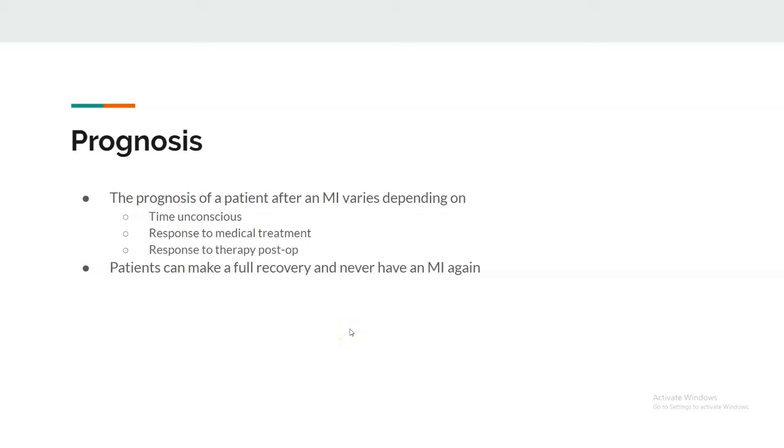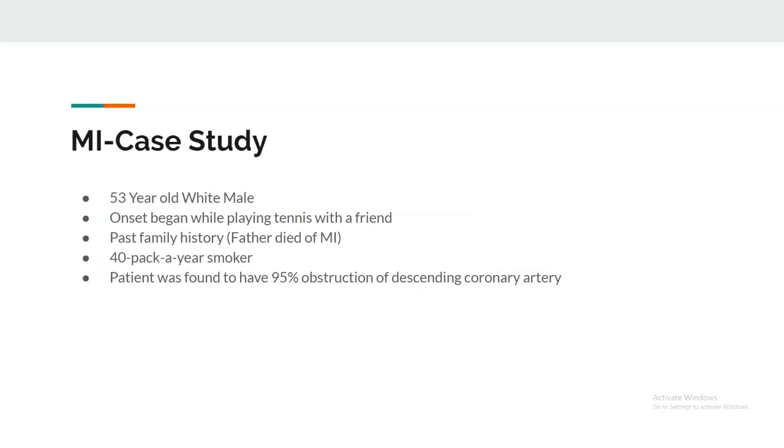So it can vary. A lot of patients do make a full recovery. Not everybody, but some never have an MI again. Some people have that. It's a one-time thing. Other patients aren't so lucky. So there's a broad spectrum of possibilities with this disease.